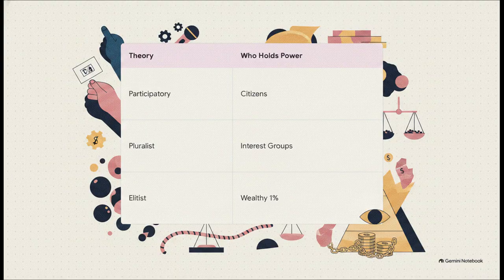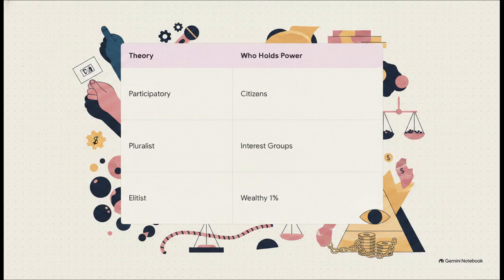So, to quickly recap the core differences between our three suspects, participatory theory says power is, or at least should be, in the hands of individual citizens actively engaging in civil society. Pluralist theory says power is scattered among thousands of competing interest groups who are constantly bargaining. And elitist theory says, nope, the game is skewed and the wealthy 1% hold the true levers of power.